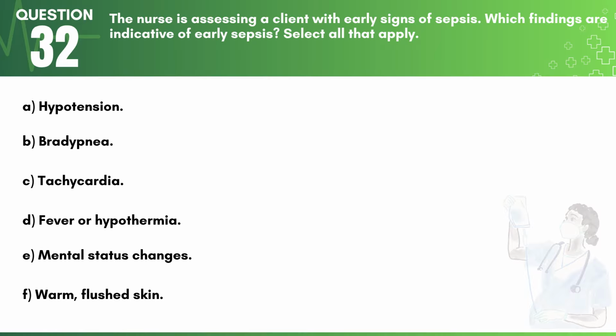Question 32. The nurse is assessing a client with early signs of sepsis. Which findings are indicative of early sepsis? Select all that apply. A. Hypotension. B. Bradypnea. C. Tachycardia. D. Fever or hypothermia. E. Mental status changes. F. Warm, flushed skin.